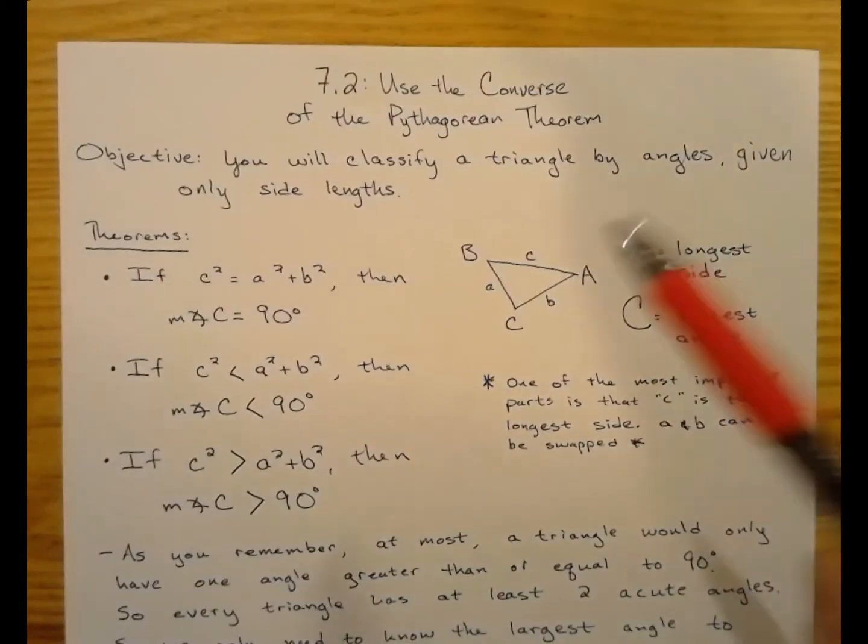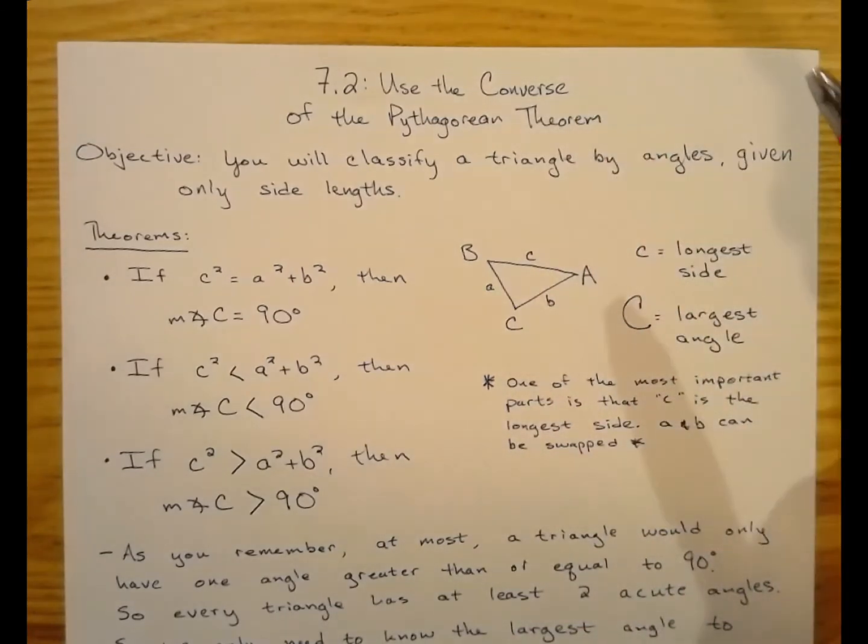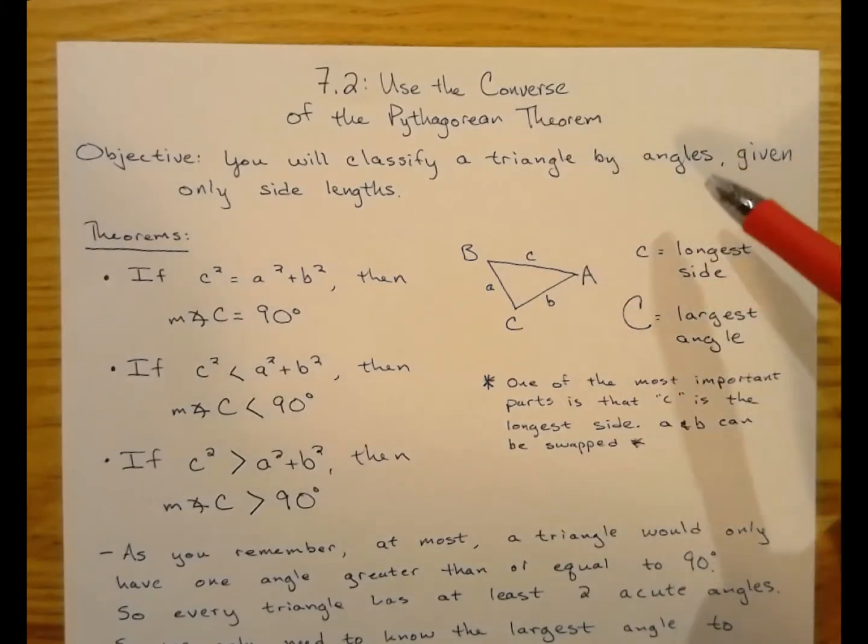Okay, this video is for the 7.2 lesson, the converse of the Pythagorean theorem. And our objective is we're going to classify the triangle by angles given only side lengths.